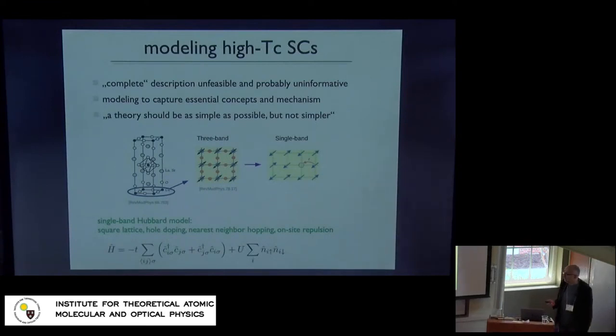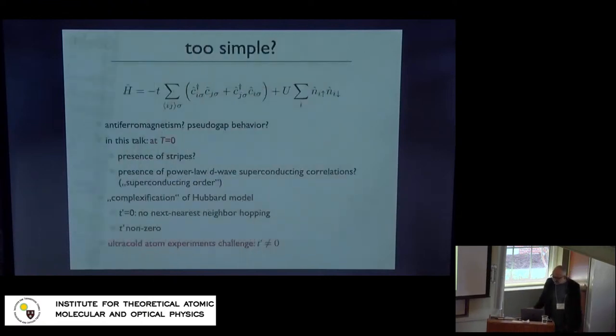We have very complicated substances, and then we have to come down to models that are simpler and simpler. And one of them, for example, we have to go with three band. Philippe talked a bit about this, but most of the talks have been about the single band Hubbard model, which of course I do not have to explain here again. And the question that is a bit in the room is: is this model too simple?